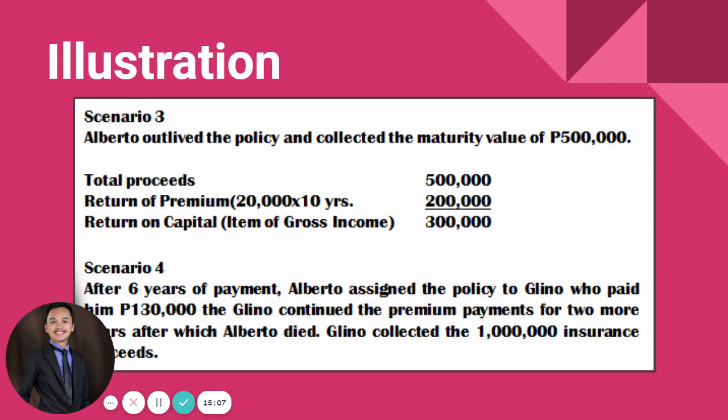Okay, although guys, this is considered as proceeds of life insurance of Alberto, Glino is the one who collected and Glino is not the heir, and it is considered as an investment of Glino. So again, Glino unfortunately earns a return on capital from the death of Alberto. The capital of Glino was just 170,000, but on the death of Alberto he receives 1 million. So the difference will be subject to tax for Glino. Okay? So that will be considered when there is a life insurance and a return of premium.